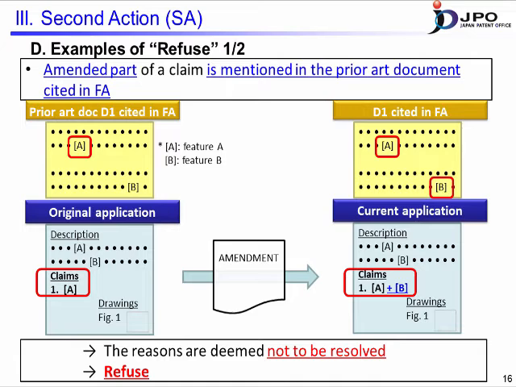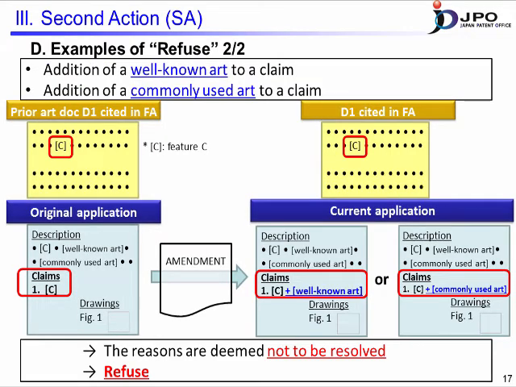Feature B, which has been added to the claim in the amendment, is the feature disclosed in D1, which is the document the examiner cited in the FA. In this case, therefore, the reason for refusal based on D1, the reason for which was notified to the applicant in the FA, has not been resolved, and the examiner therefore makes a decision of refusal.